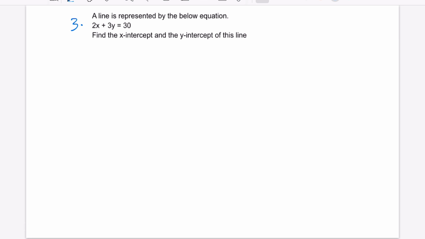A line is represented by the equation 2x plus 3y is 30. Find the x-intercept and y-intercept of this line. So let's say there's a line like this, right? This is the x-intercept. It is the value of x on the x-axis when y is 0. So when you try to find the x-intercept, you can merely substitute the y value as 0. And this is the y-intercept.